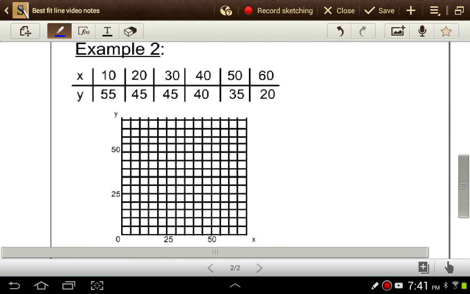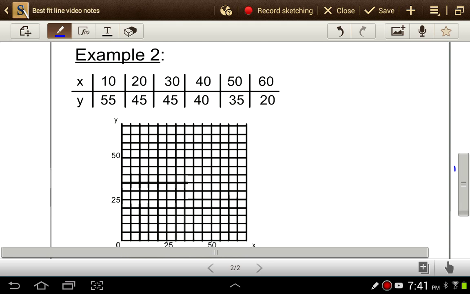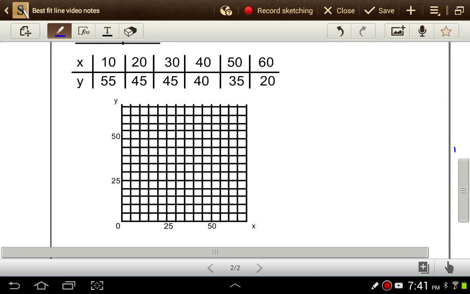In example 2, okay, this is just some raw data here. Let's graph it. So tens, I counted by 5s. So this is 5, 10, and then up to 55. So that's going to go there. And then 20 and 45. And that's going to be right there. 30 and 45.